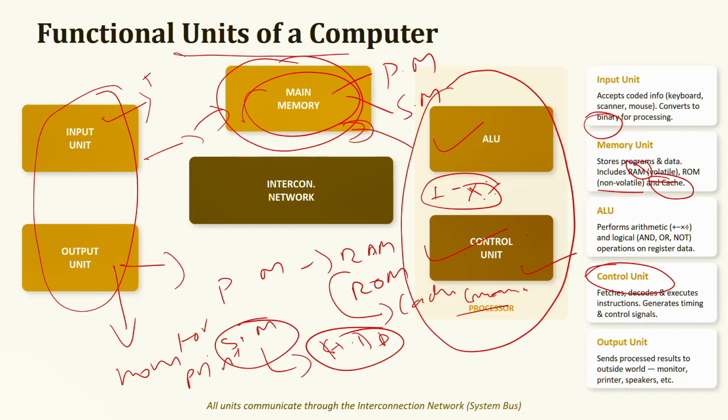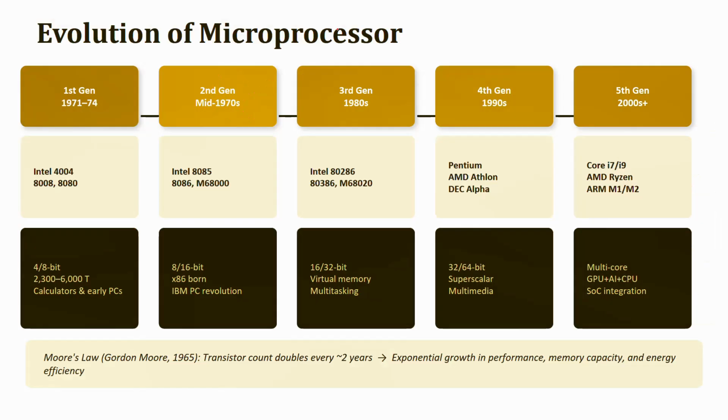Continuing, we are going to see the evolution of the microprocessor. The microprocessor's evolution has been categorized into five generations: 1971 to 74, the mid 1970s, the 1980s, the 1990s, and 2000 plus. With respect to these year segregations, the processor evolution is given here.